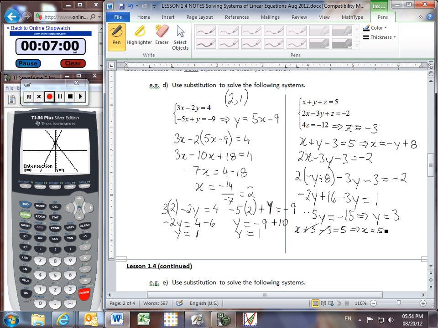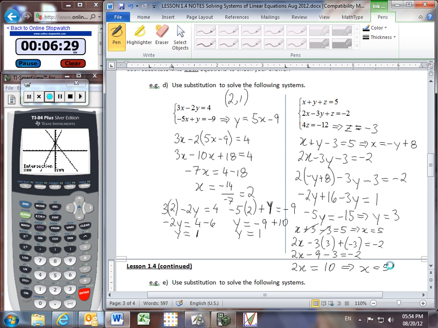Let's also substitute it into the second equation and make sure that this is still consistent. So if I have 2x minus 3 times, my y value is 3, and my z value is negative 3, so plus negative 3 again, equals negative 2. So 2x minus 9 minus 3 equals negative 2. The negative 9 and the negative 3 together make a negative 12. If I bring them over to the other side and they become a positive 12, negative 2 plus 12 is 10. Divide both sides by 2, and x is equal to 5. And because my x's are the same in both situations, it's kind of like a self-check within the process.